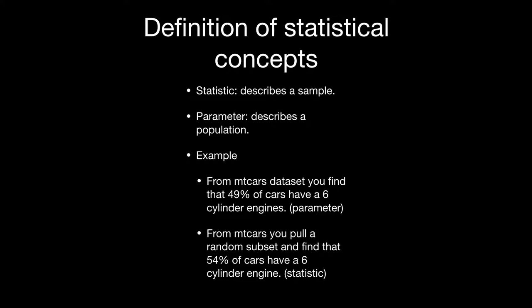So, some definitions of statistical concepts. We want to quickly define what a statistic is. It describes a sample of your data. A parameter describes a population. So for example, from the mtcars data set, you find that 49% of cars have a 6-cylinder engine. That's your parameter. It's taking all of your data and making a conclusion. And then from mtcars, you pull a random sample from it and find that 54% of cars have a 6-cylinder engine.